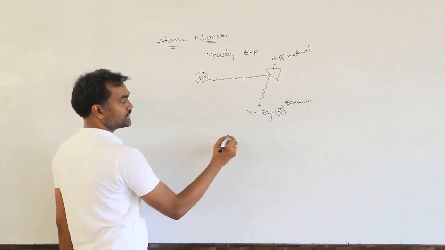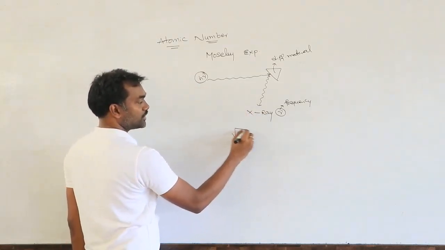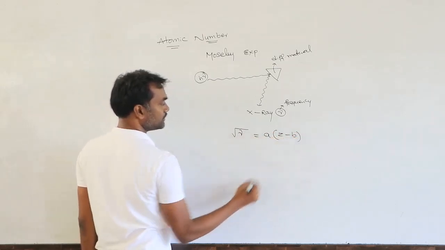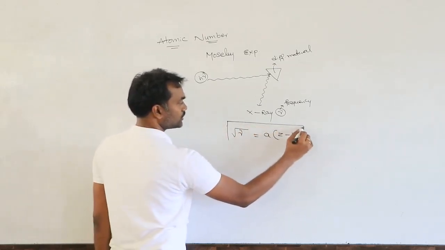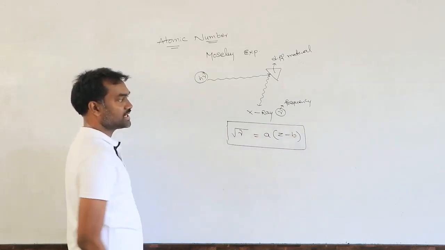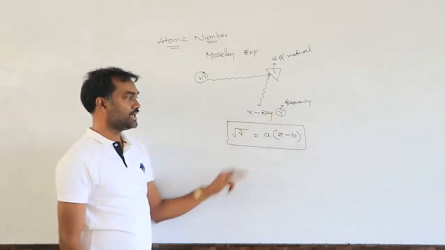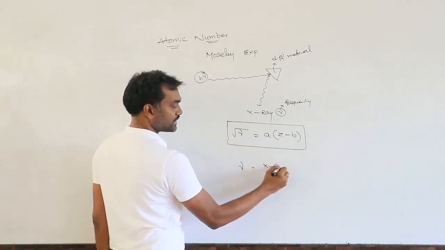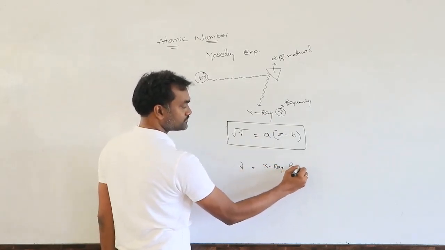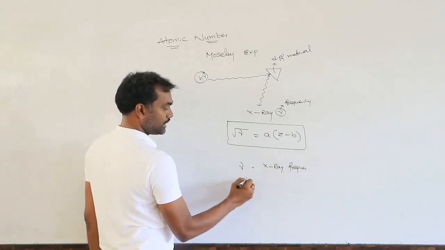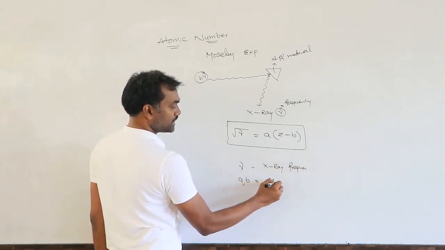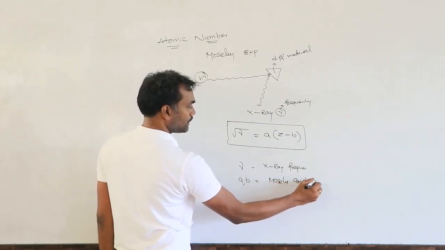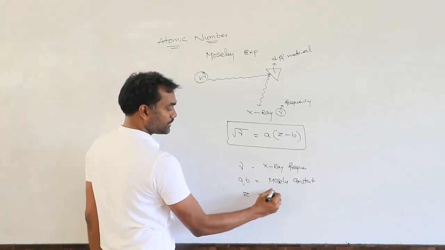With this he created one formula: root nu equal to A into (Z minus B). Here nu is the X-ray frequency, and A and B are constants, the Moseley constants. Z is the atomic number.